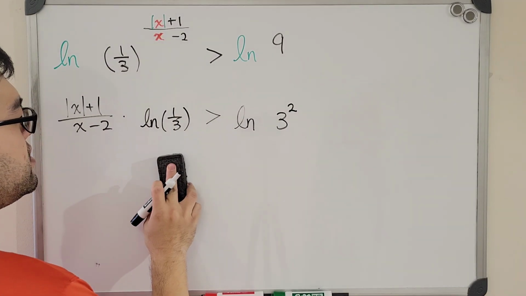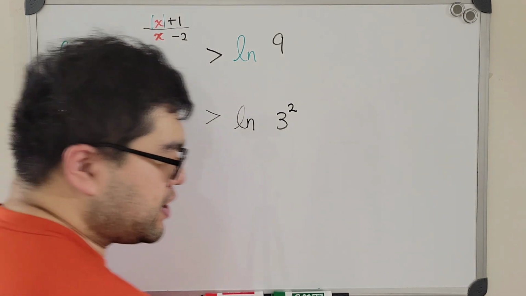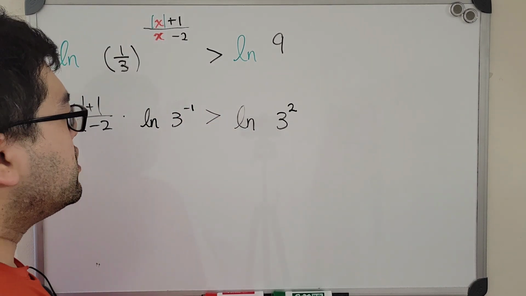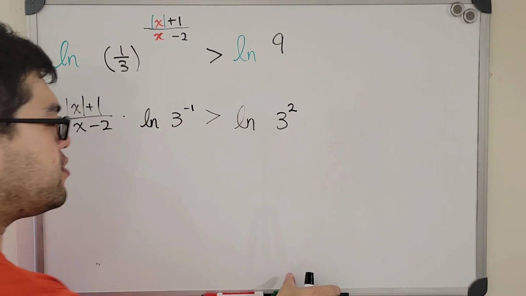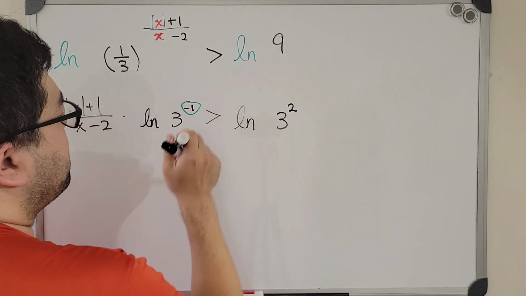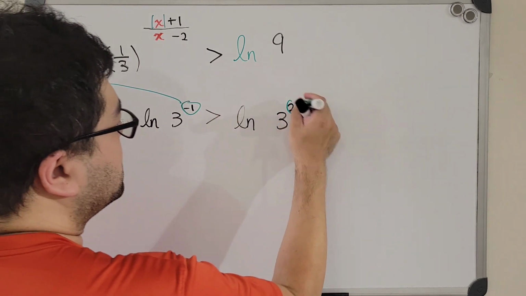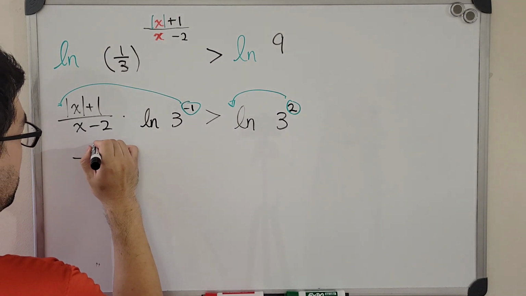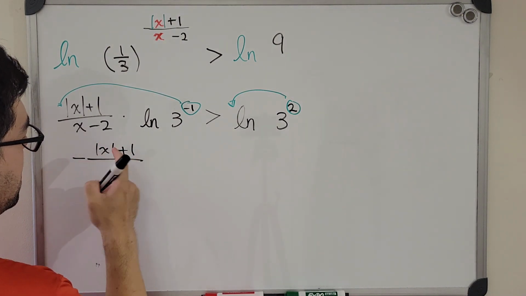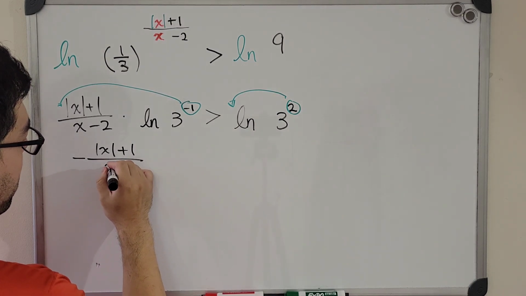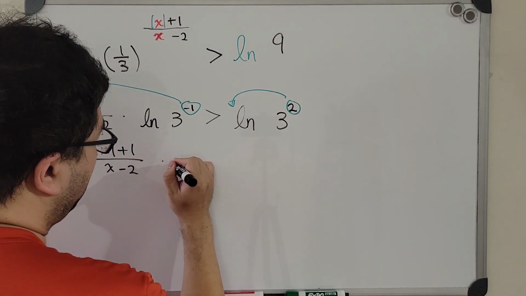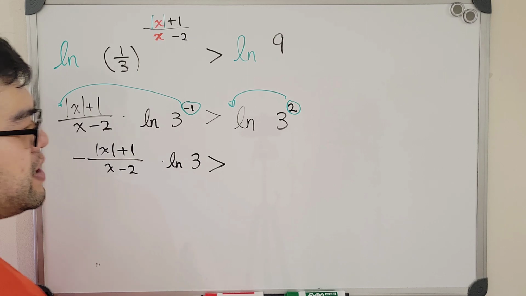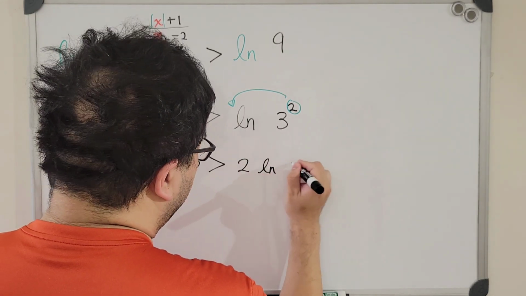And then on the left hand side, we can also rewrite the 1/3 inside of the natural log as 3 to the -1st power. So again, we use the property one more time by bringing this exponent to the front and this exponent to the front, so that we now get negative the fraction absolute value of x plus 1 all over x minus 2 times the remaining part, which is again ln of 3, is greater than the right hand side, which is 2 times natural log of 3.